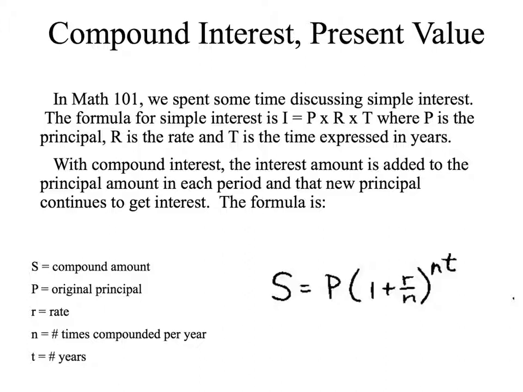With compound interest, the interest amount is added to the principal amount in each period, and that new principal continues to get interest. I have a formula that can be used for compound interest written down here at the bottom. S is equal to P times, in parentheses, 1 plus R over N, end parentheses, to the NT power. And you can see over to the left what each one of the variables stands for in this particular formula. So we are going to use this formula, and we are going to do a problem with compound interest.